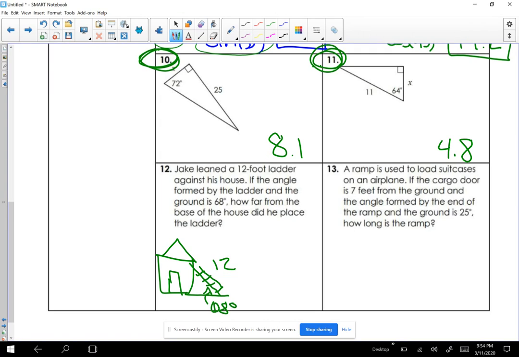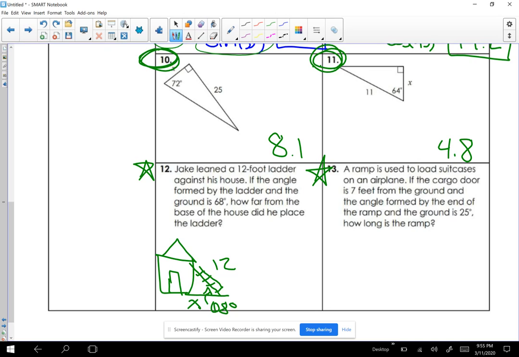They want to know how far he placed the ladder from the base of the house. So that would be this side here. My drawing is not the best. It is very hard to write on these surfaces with one of these little stylus things. But that's how you would solve 12, and then 13 would be similar. If you choose to do these, they are bonus. That is great. You can email me and I will definitely help you, and I'll give you the answer to those.